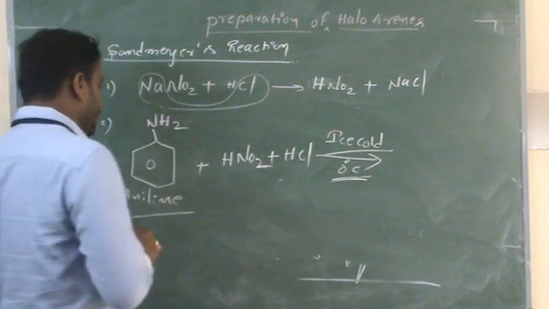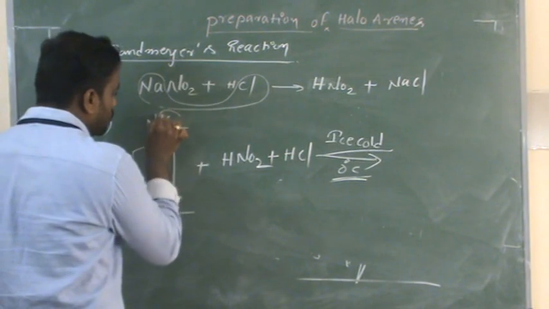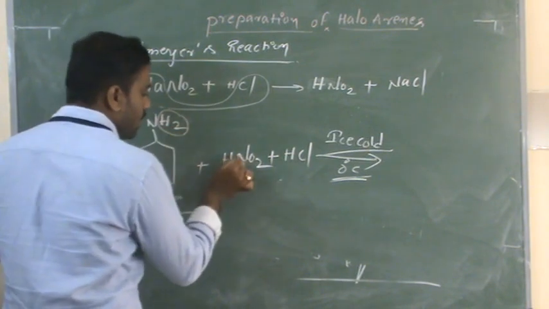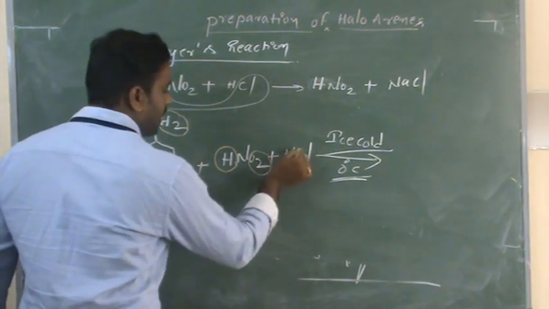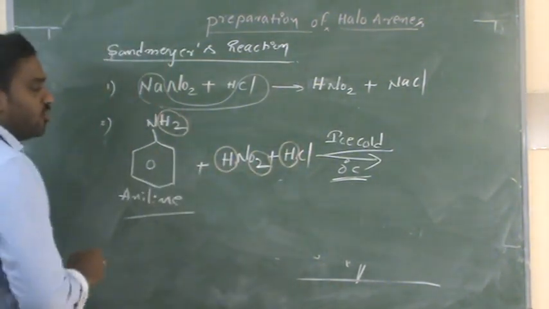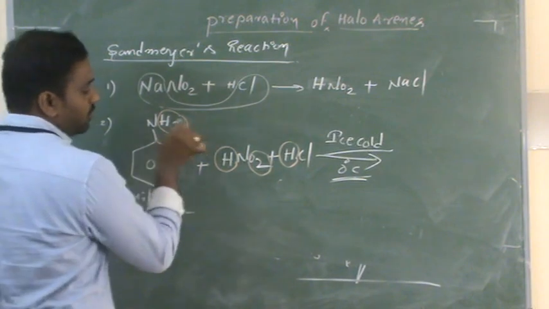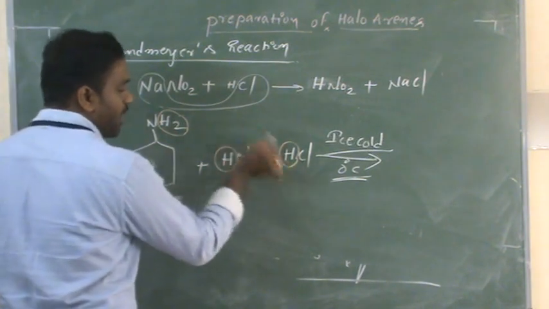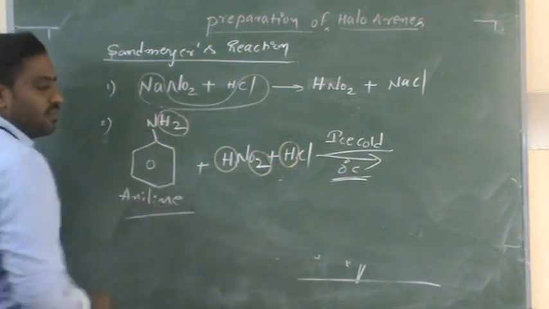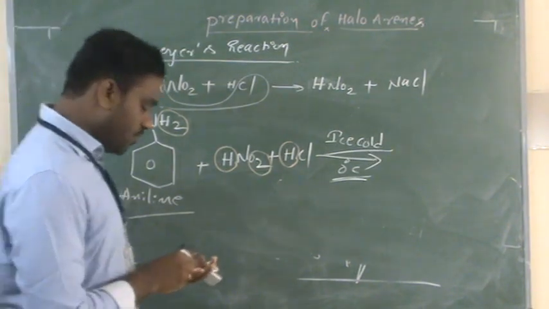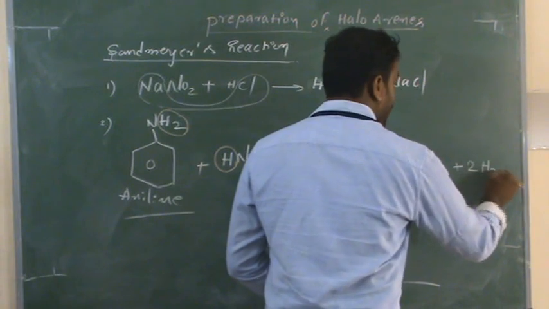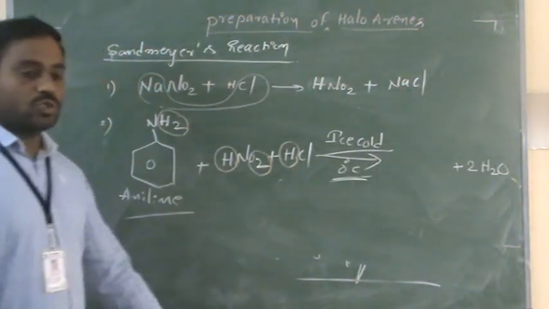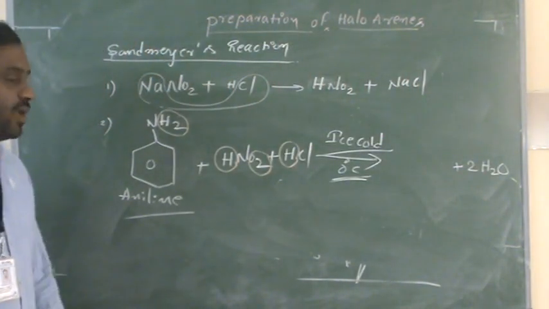This is a removal of this. Follow clearly. This H2, this H, and this O2, and this H means how many hydrogens total? Tell me. 2 hydrogens, 3 hydrogens, 4 hydrogens. 4 hydrogens with 2 oxygens is removed in the form of what? 2 moles of H2O.